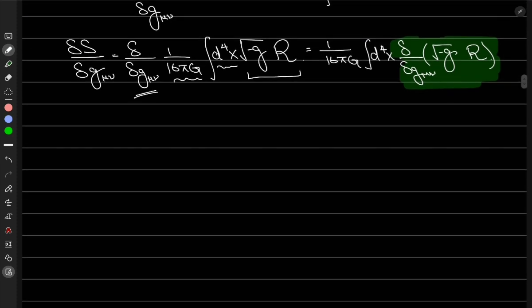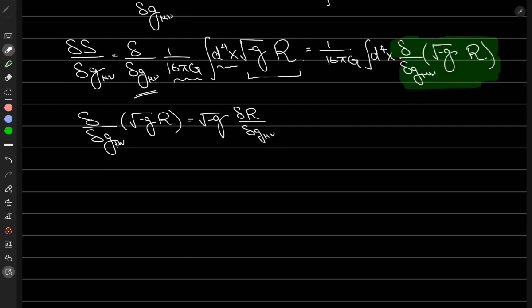Let's go a bit down, and we know that this thing is delta over delta G mu nu of square root of minus G times R. Now, as I have said, G and R are basically functions of G mu nu. That is why we are applying the product rule over here, since both of them depend on this variable of differentiation, which is G mu nu, right? So the product rule says that first of all, we can take the square root of minus G as it is, and then differentiate R with respect to G mu nu. So that is delta R over delta G mu nu.